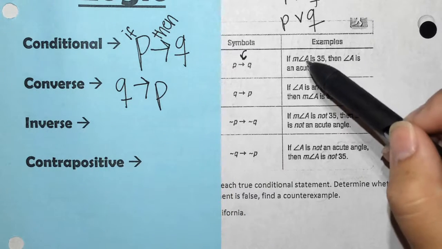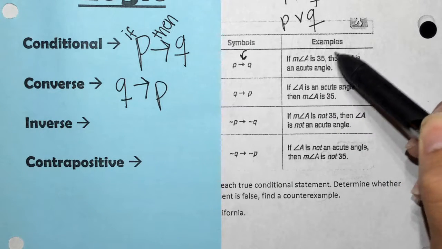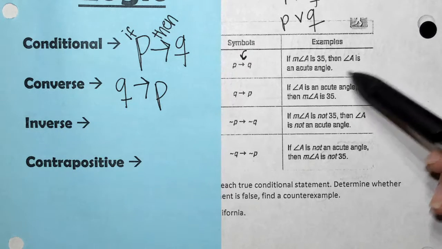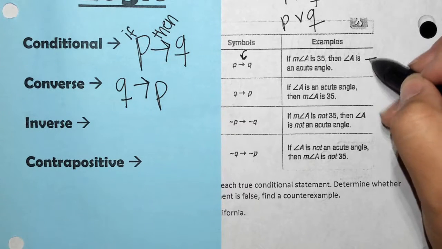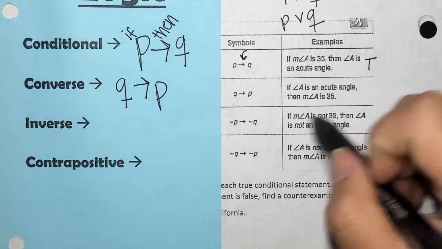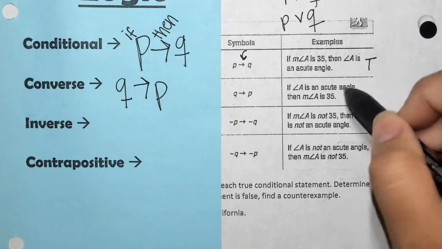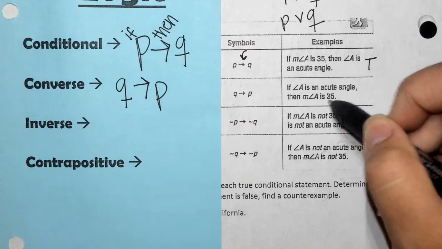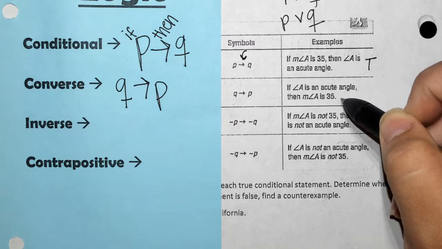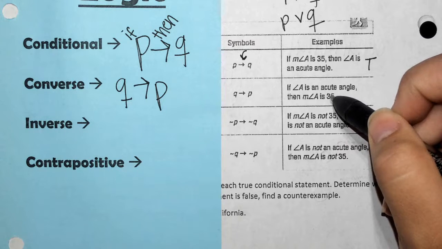In this example right here, this is the conditional. If an angle is 35 degrees, then it is acute. True, right? If it's 35 degrees, then it is acute. However, if I word it the other way, if I swap them, if angle A is an acute angle, then it is 35 degrees. Is that true or false? Does it have to be 35 degrees though? No, that's false.